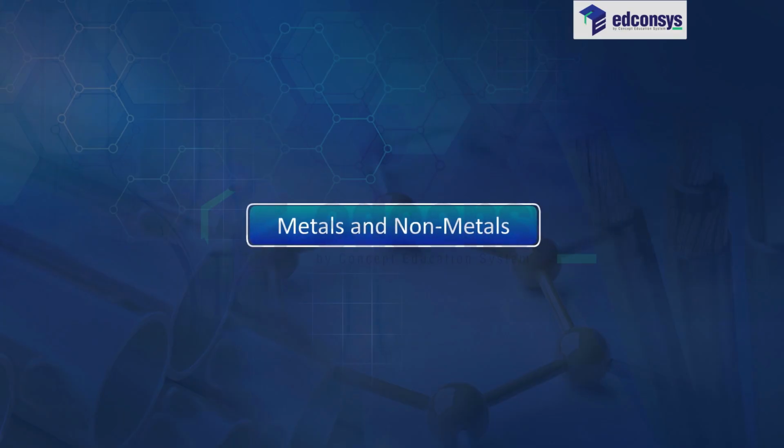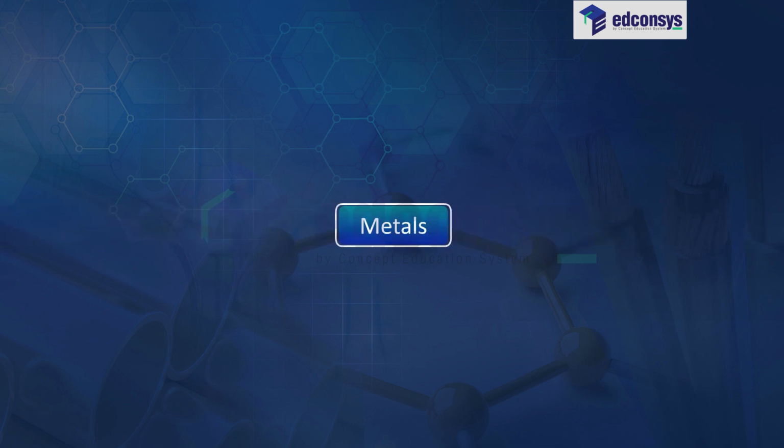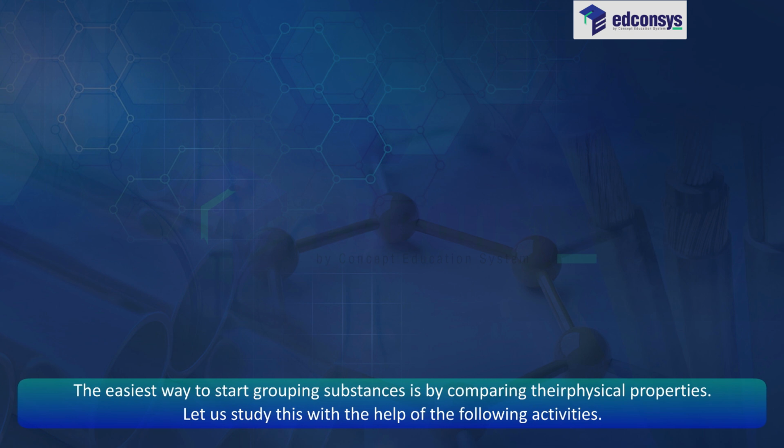Metals and non-metals. Physical properties. Metals. The easiest way to start grouping substances is by comparing their physical properties. Let us study this with the help of the following activities.